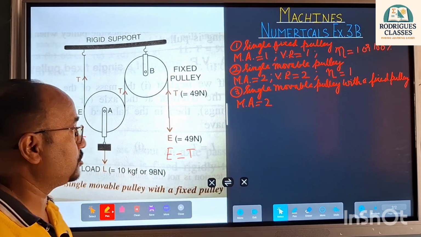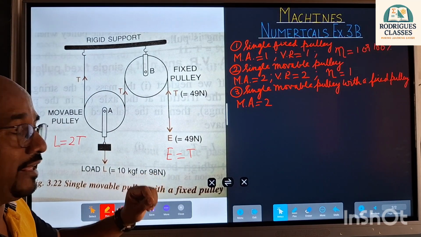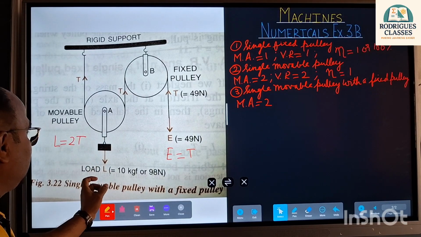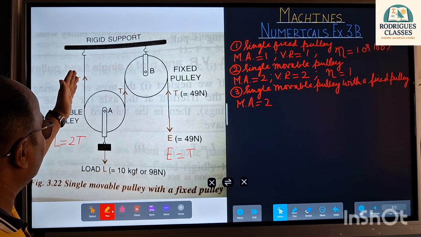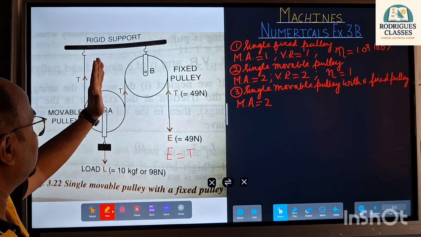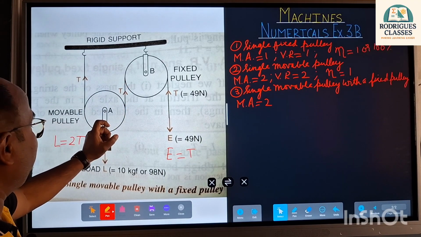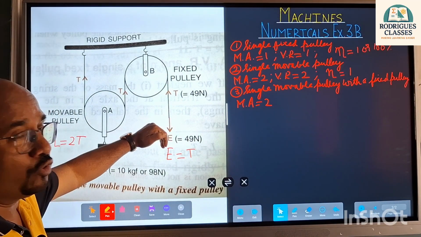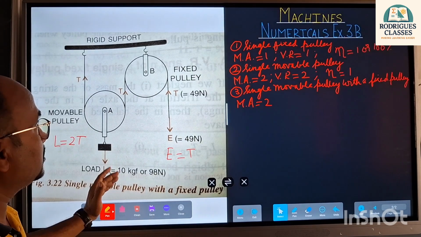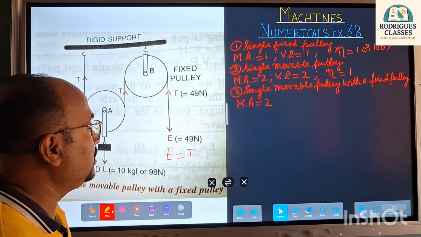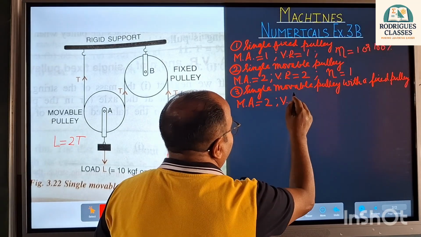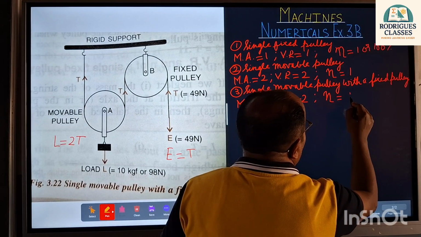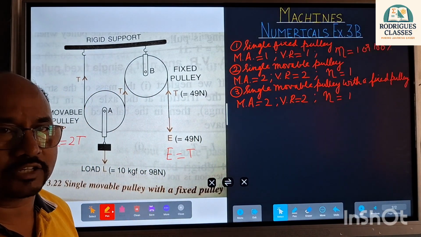Now for the velocity ratio, displacement of the effort by the load. If the load rises up 1 meter, then 1 meter should get reduced at this end of the rope as well as at this end. So ultimately, if this one and this one get reduced, the string has to be pulled here by 2 meters for the load to rise by 1 meter. Similar to what we had seen in a single movable pulley, the velocity ratio will come as 2, and going the same way, the efficiency will come as 1 in an ideal condition.